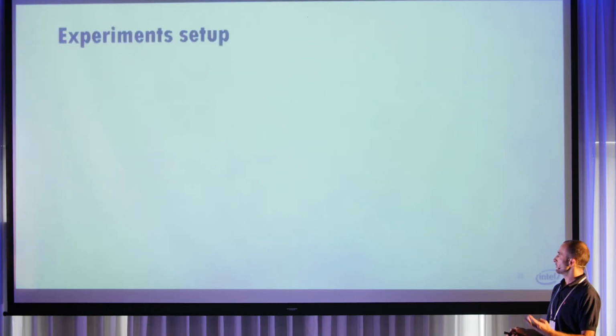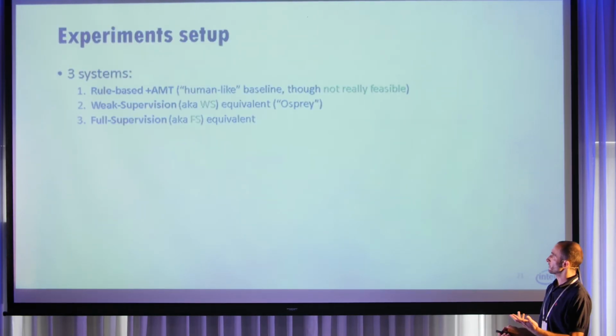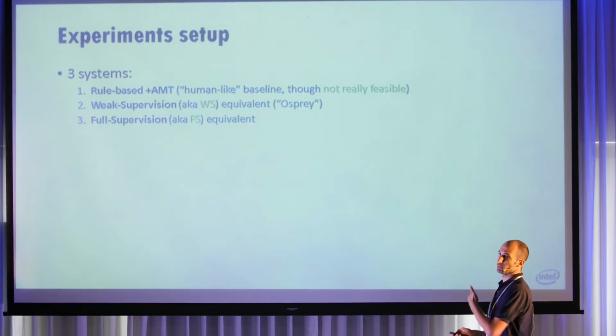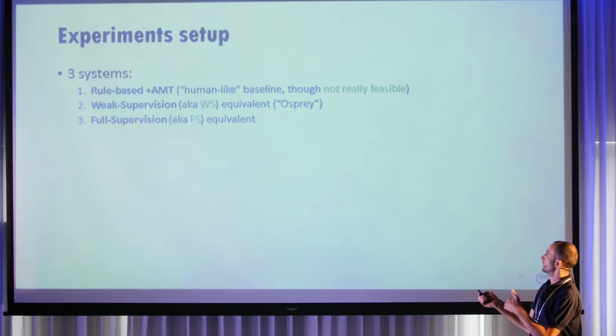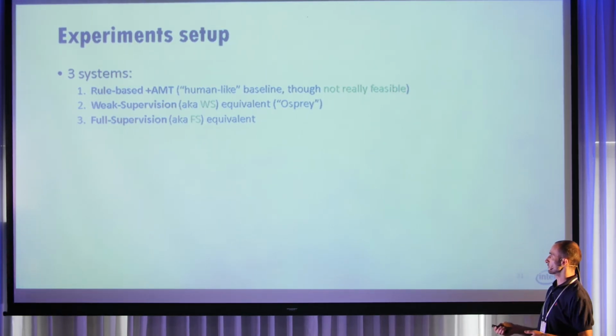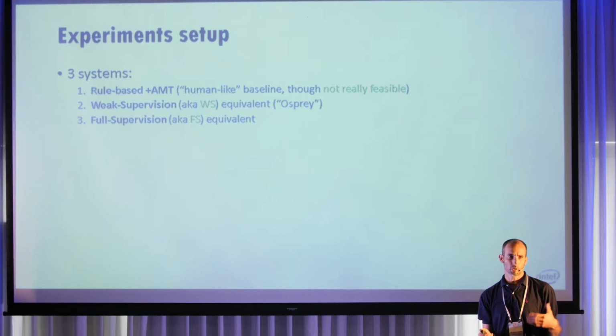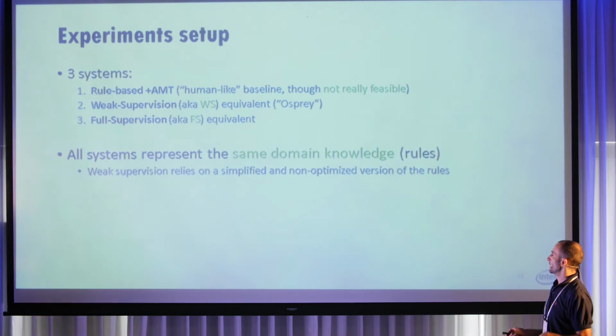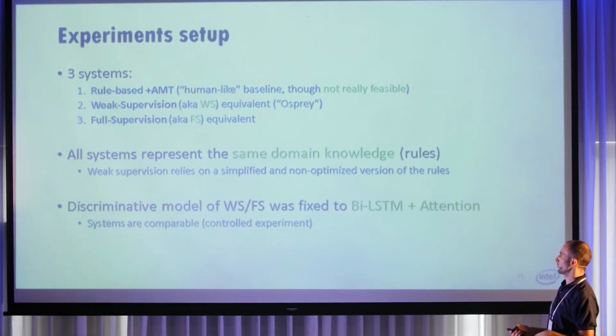Experiment. So what we did, we built 3 systems. System 1 was rule-based, based on AMT. This is the process that we had before. The second one was weak supervision, which is Osprey. And the third one was full supervision, based on a very small data set that we had, which was labeled.